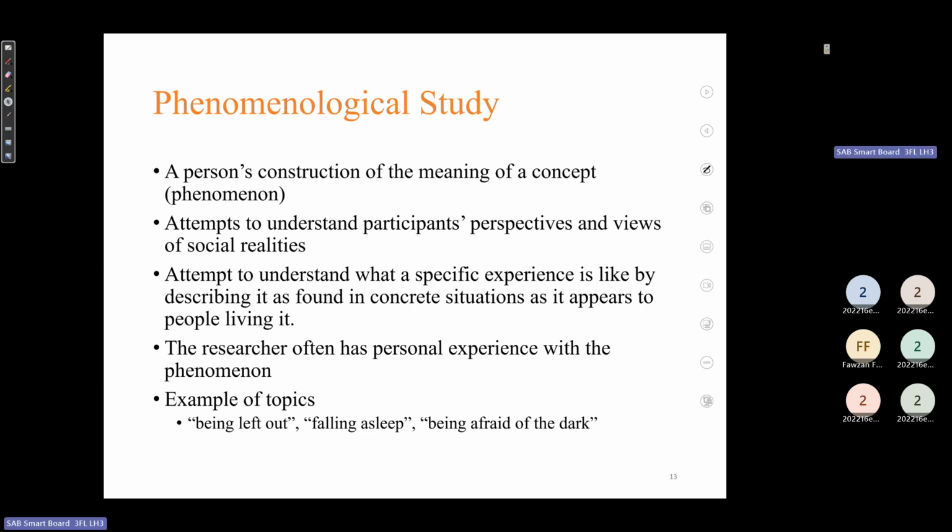But I'm on LinkedIn. Why? LinkedIn is professional. Facebook, yes, it's good to network and do different things, but for me, I really don't have time for it. I don't have time to do a lot of things because of a lot of engagements. Right, so that's a phenomenological study. Phenomena is a concept and you try to study it.